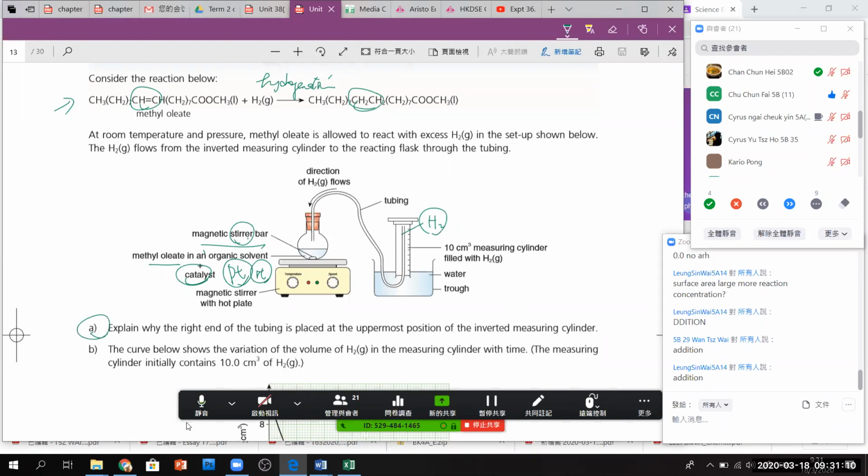So A, explain why the right end of the tubing is placed in the uppermost position of an inverted measuring cylinder. The question is related to this. What is meant by that? The tubing here. Why is it placed at the very, very top, but not lower, here? Can you get my point? The tube here. Why is it placed here? To prevent something from happening. What is that?